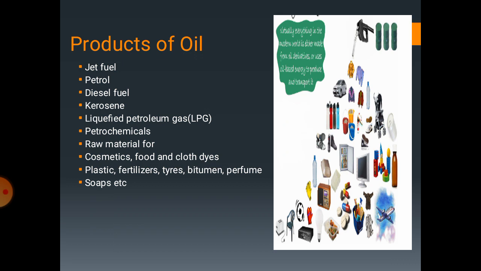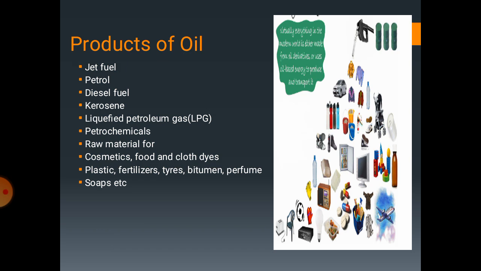liquefied petroleum gas that is LPG, petrochemicals. And petrochemicals are, students, the chemical products that we obtained from petroleum by refining. So these are some of the fuels that are obtained from oil. Besides different fuels, oil is the raw material for so many things.